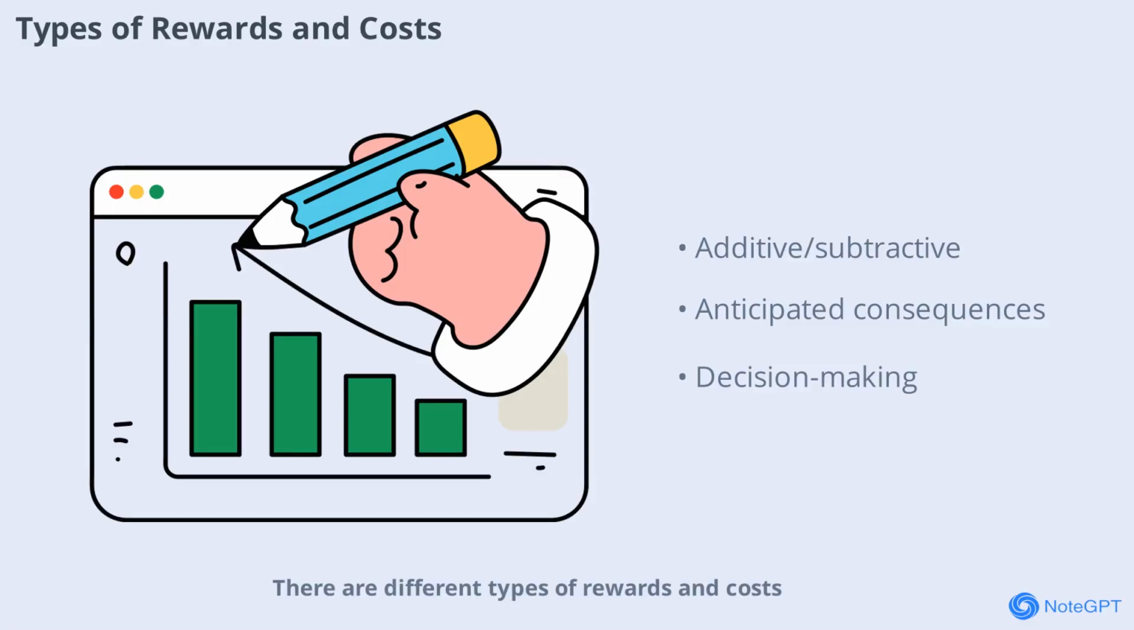There are different types of rewards and costs. Additive rewards add something pleasant after behavior, like money gained from theft. Subtractive rewards remove something unpleasant, like theft reducing financial pressure. Additive costs add something unpleasant, like legal sanctions, while subtractive costs remove something pleasant, like losing a job. Anticipated consequences also shape decision-making.